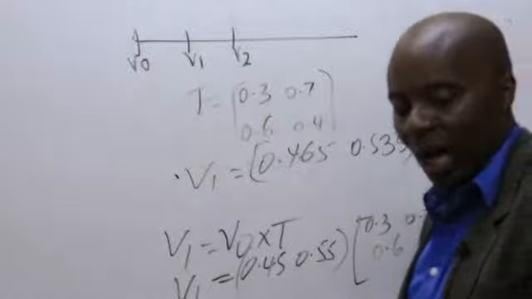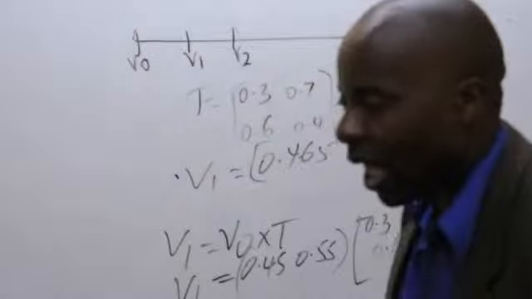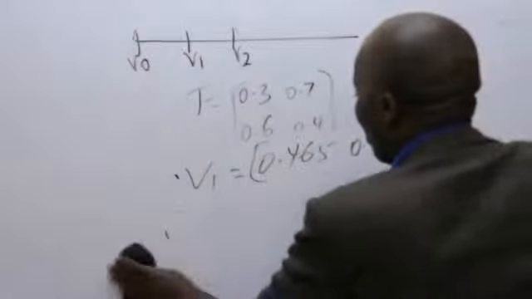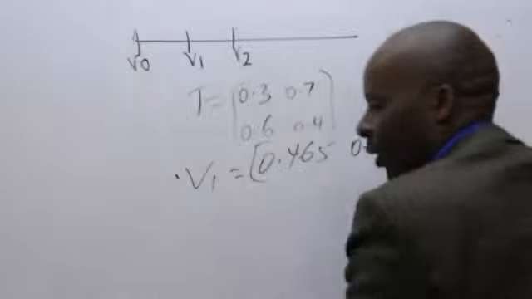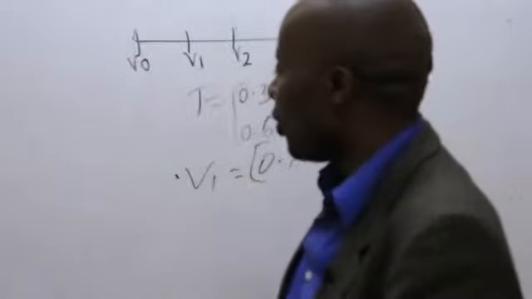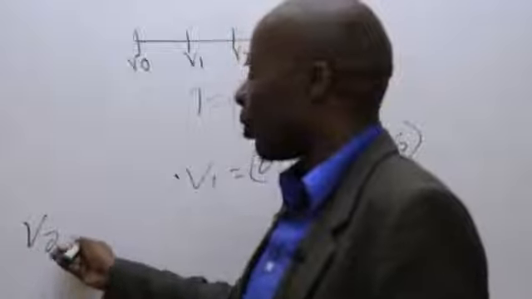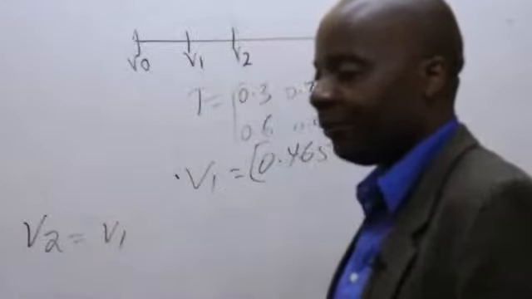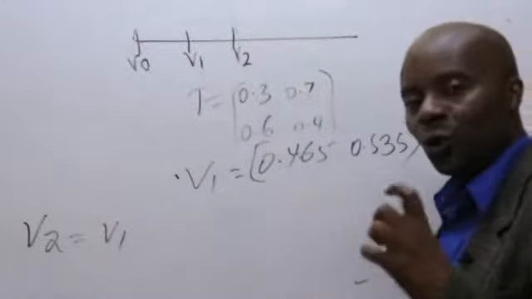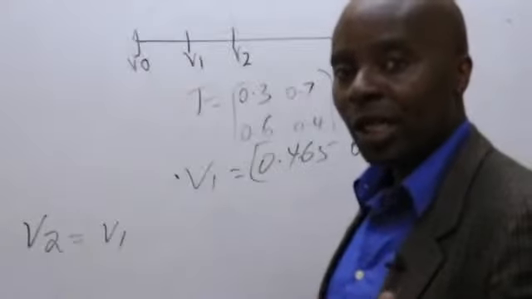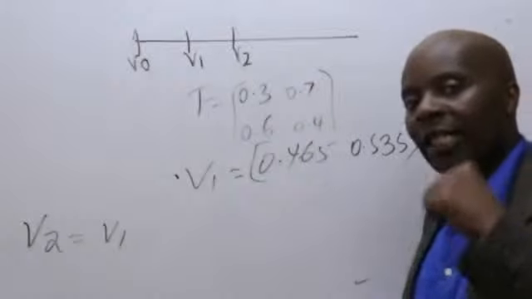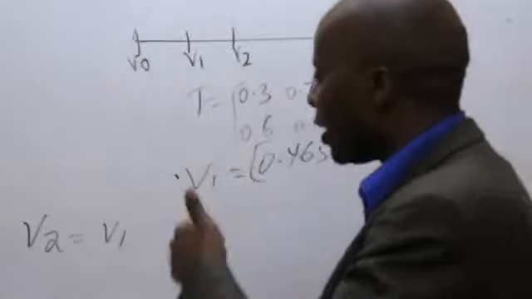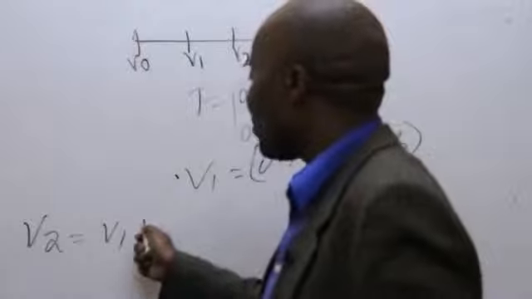That's vector 1. Now, having gotten vector 1, we can very easily, comfortably, go to vector 2. How do we get vector 2? Vector 2 can only be born from vector 1. What we need to do is to transition vector 1, so we take vector 1 times T, the transitioning factor.